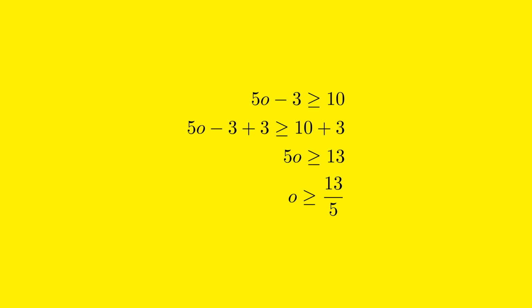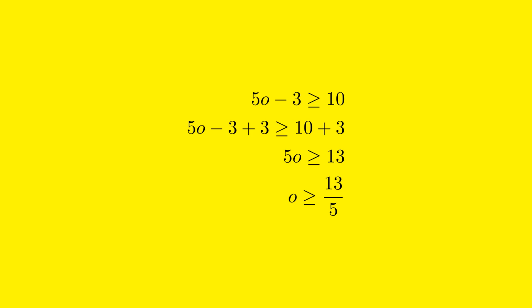For interval notation, we showcase all possible values for o. Since o is greater than or equal to 13 divided by 5, the interval starts at 13 divided by 5 and includes all numbers greater than that. The interval will be written as starting from 13 divided by 5 with a square bracket, extending to positive infinity with a round bracket. It's important to note that square brackets and round brackets have specific meanings in interval notation.